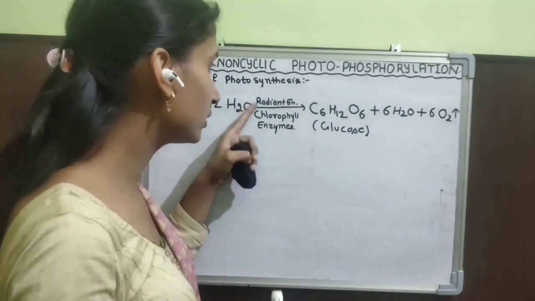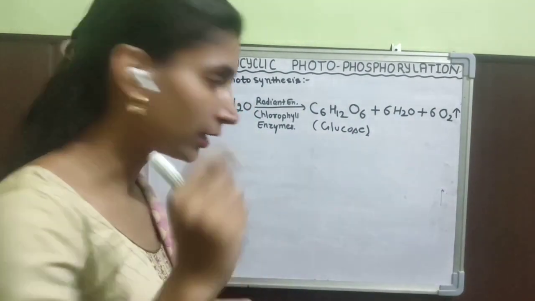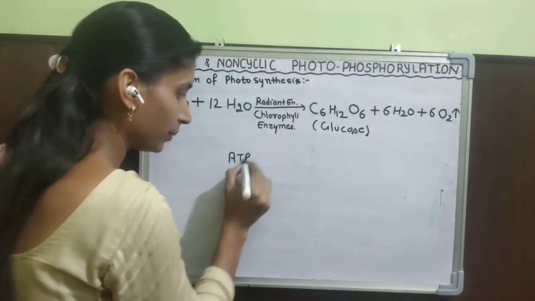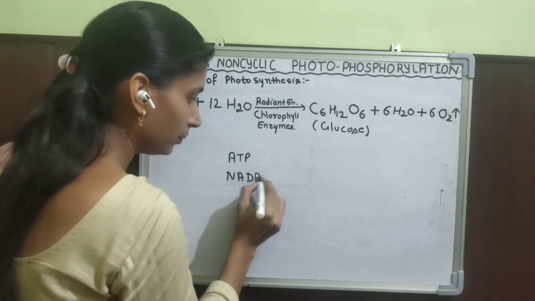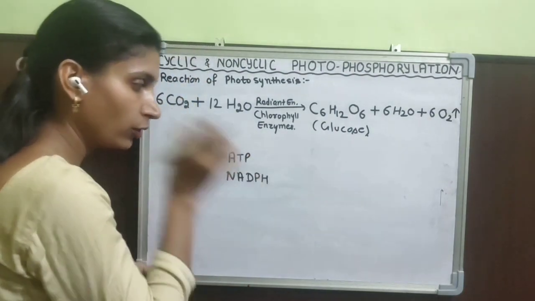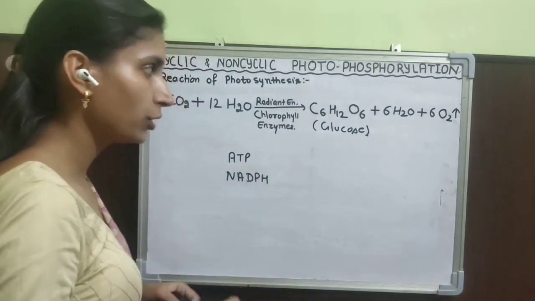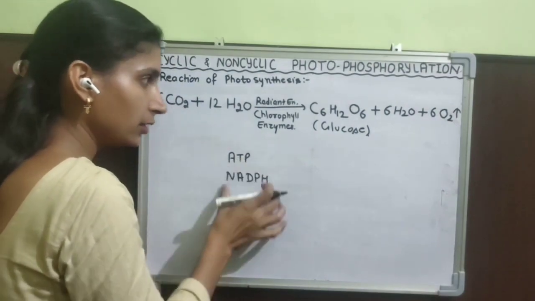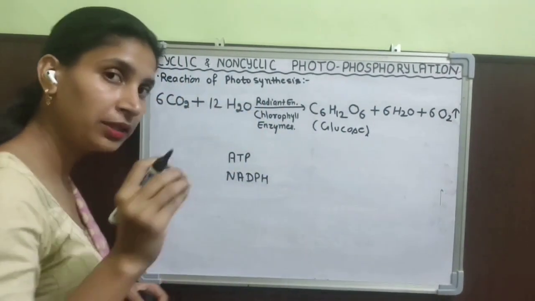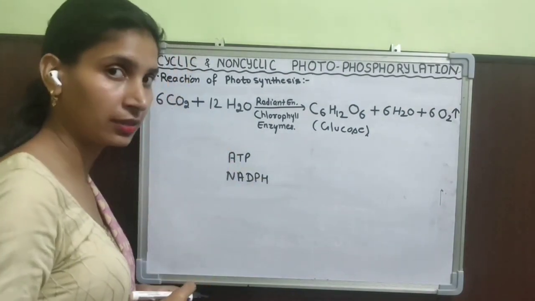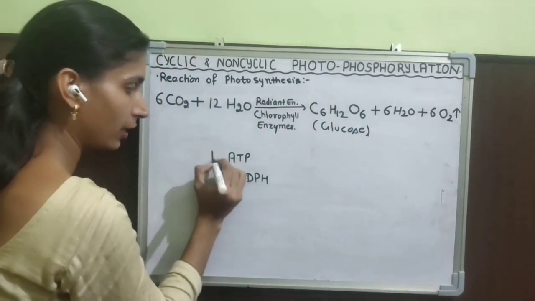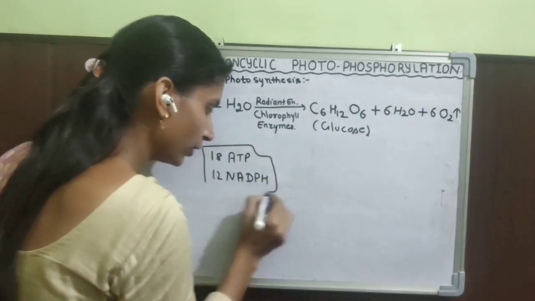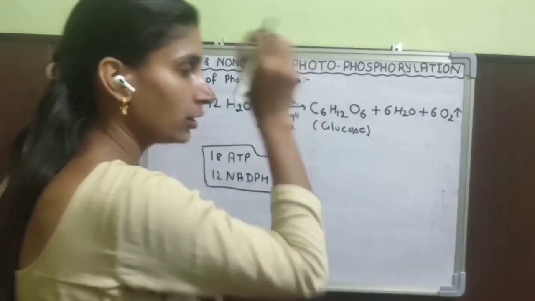So 6 molecules of carbon dioxide produce 1 molecule of glucose, which requires energy in two forms. One is the radiant energy, which is the sunlight, and the second form is the chemical energy, in the form of ATP and NADPH. This energy is produced in the presence of sunlight in the light phase of the photosynthesis, and this energy is utilized to produce glucose. But how many ATP and how many NADPH are required to produce a single molecule of glucose? 18 ATP and 12 NADPH are required. This is the cost of energy required to produce this single molecule of glucose.